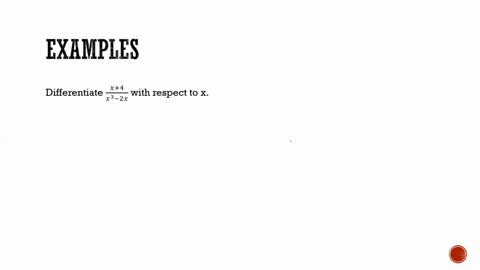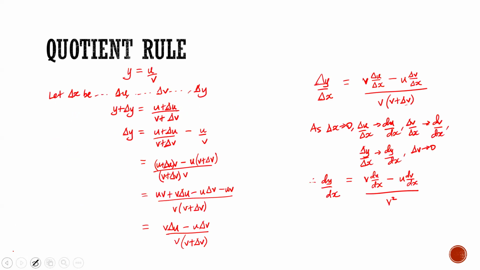Okay, these rules that we're going to use a lot, so let's look at a few examples. For us to differentiate x plus 4 out of x cubed minus 2x with respect to x, we could let y be equal to this function here, x plus 4 out of x cubed minus 2x. Then how would we go about it? We know that dy dx for a quotient, if our quotient is u out of v, dy dx is going to be v du dx minus u dv dx out of v squared.